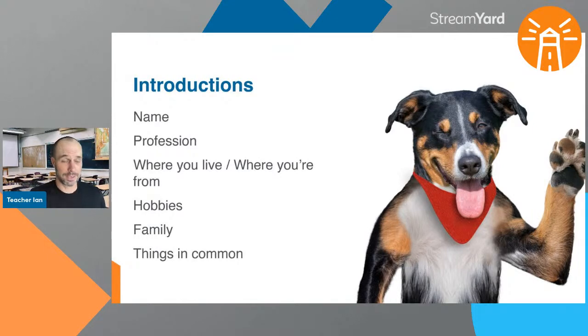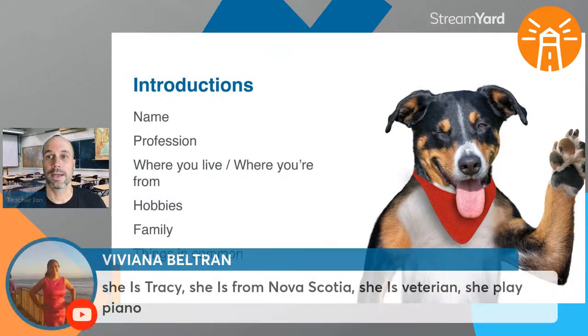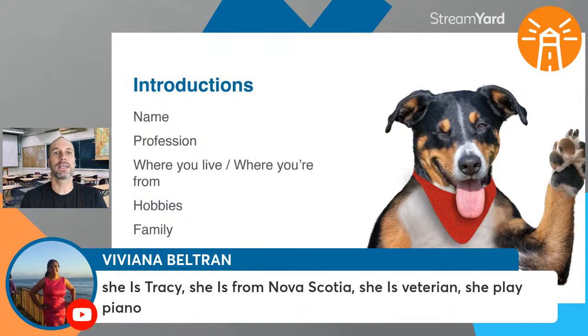All right, so we're listening to the third one. Viviana got her answer. Okay. Tracy. So yeah, that's normally how we would spell Tracy. She's from Nova Scotia. Is she? She did mention Nova Scotia. She's in Nova Scotia now, but she's from somewhere else.